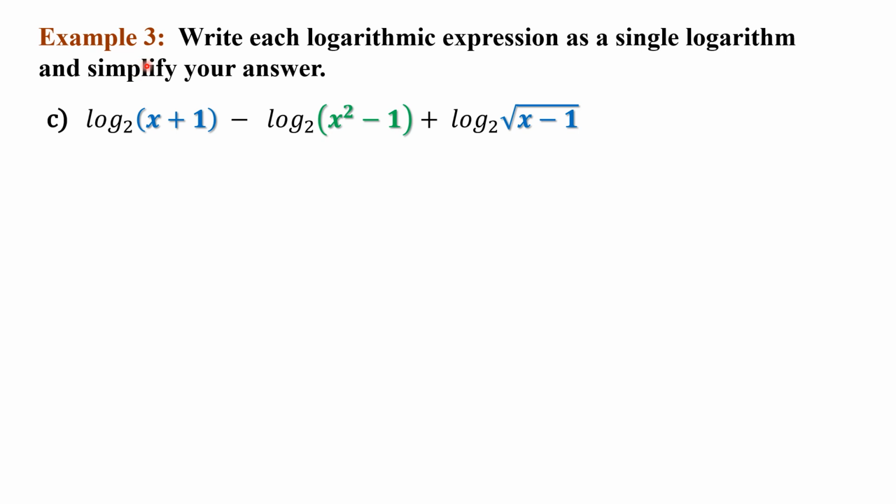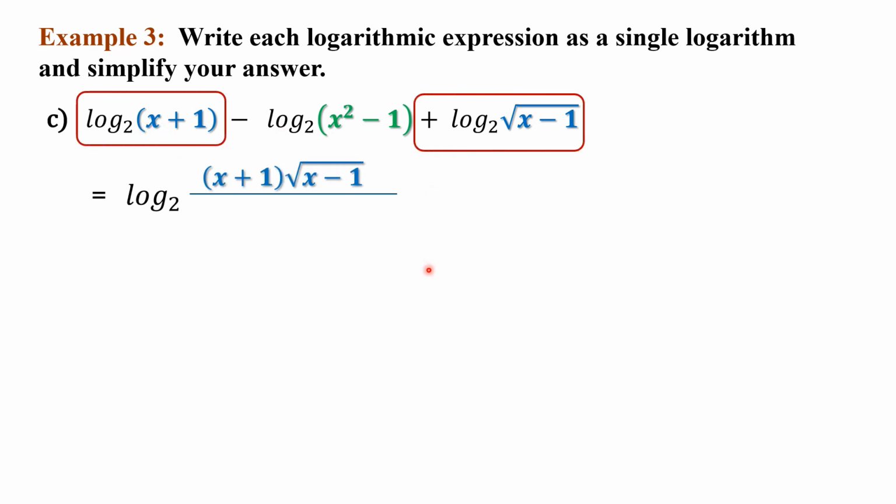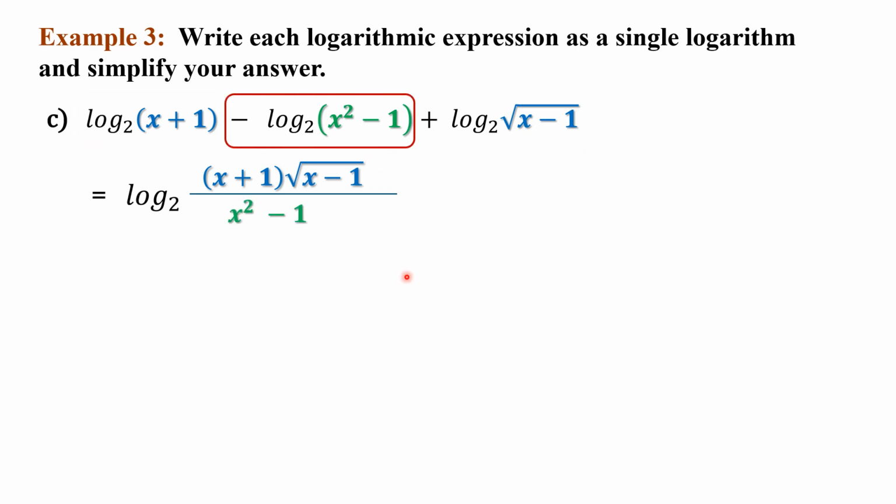Now for the last example of this question, we have three logarithms, and let us make sure that they have the same base. Yes, and let's make sure that the coefficients are 1 and minus 1. That's right. So we can now write this as one logarithm with the base 2, and the numerators are the expressions that are positive log, which is the first and the last. So x plus 1, and then square root of x minus 1. And then the denominator is the expression with a negative log, and there's only one term, so x squared minus 1 should be written in the denominator.